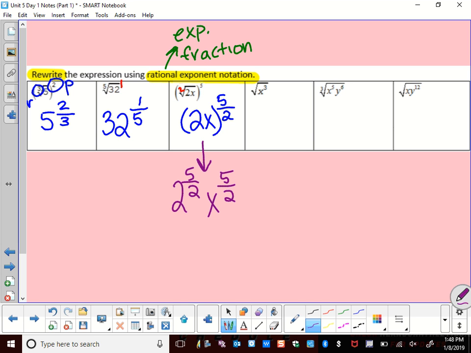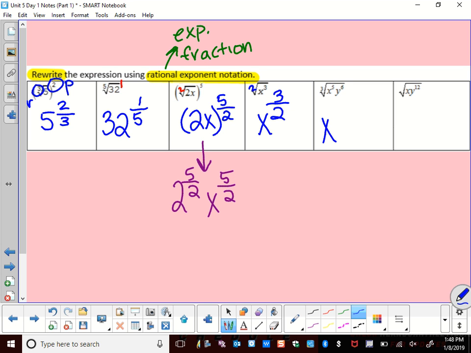All right, on the fourth one, Isaac, what is under my radical? X. What's my power on x? 3. And what's my root? 1. Nope. If there's nothing there, it's understood to be 2. So my root is 2. X to the power of 3 over 2. All good? Mhm. All right, let's look at this fifth one.